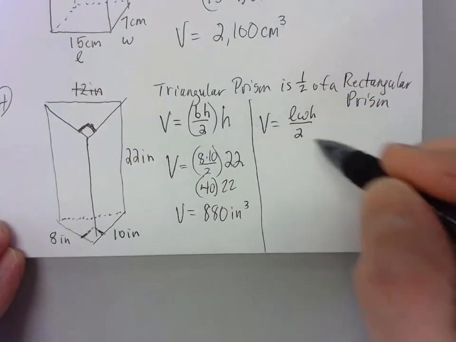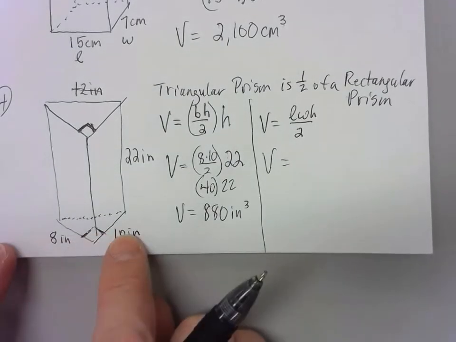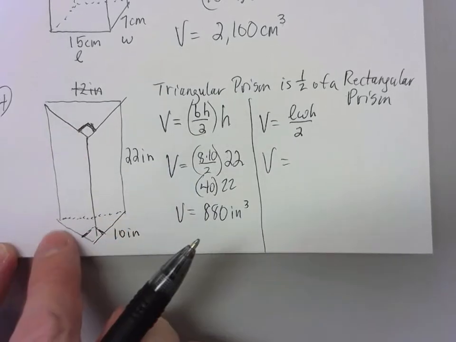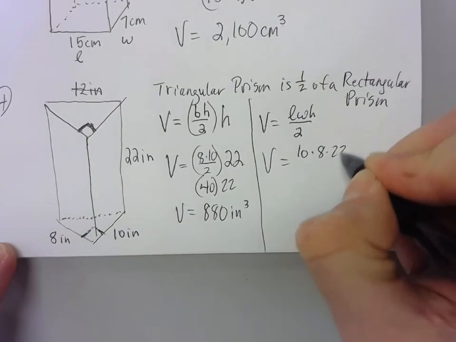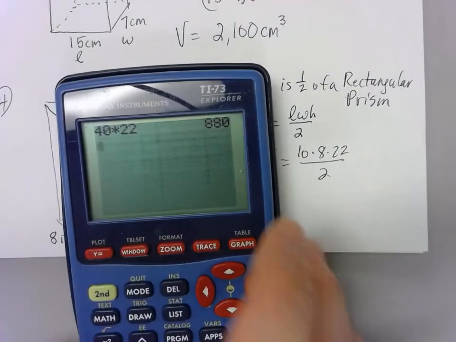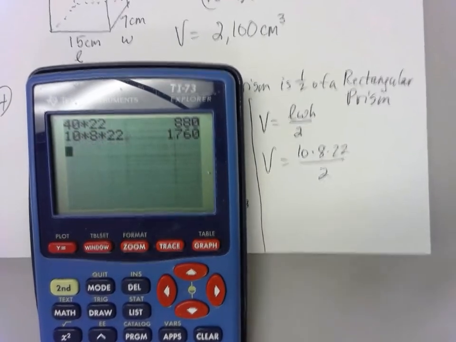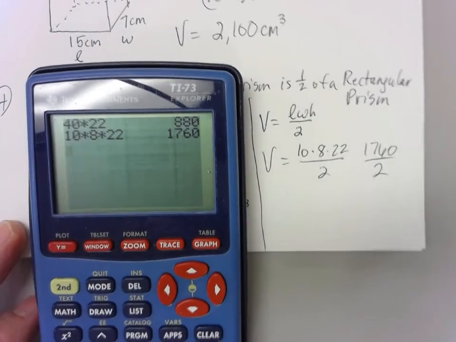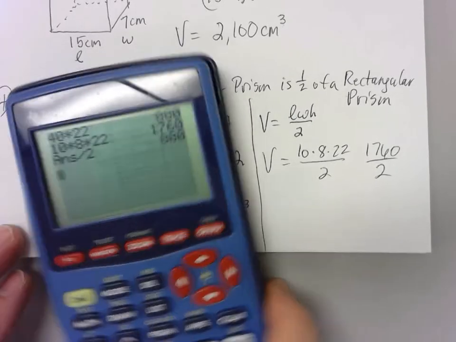If we do it over here on the other one, if you do it like you normally would, you'd say, okay, well, the length is 10, the width is 8, the height's 22, so length times width times height would be 10 times 8 times 22, and then you take and divide it by 2. So 10 times 8 times 22 would be 1760. And then if you take the 1760 and divide it by 2, that puts you down to 880.